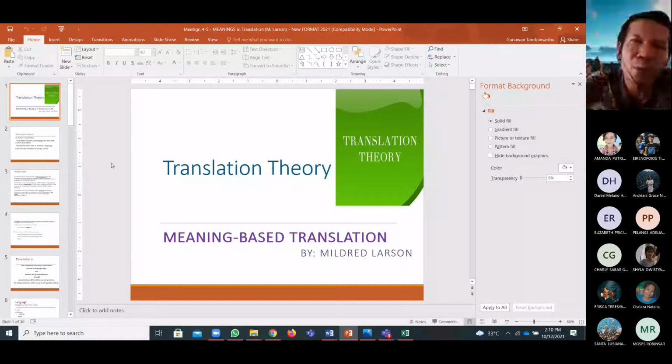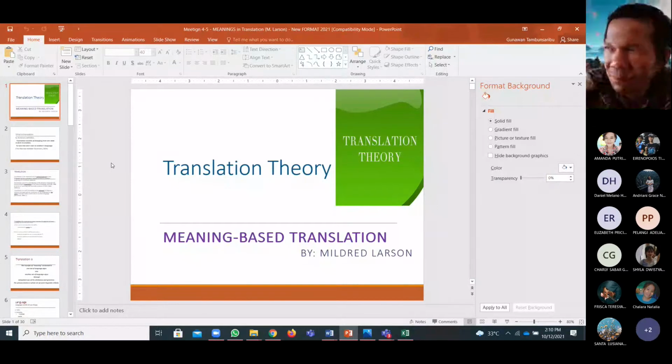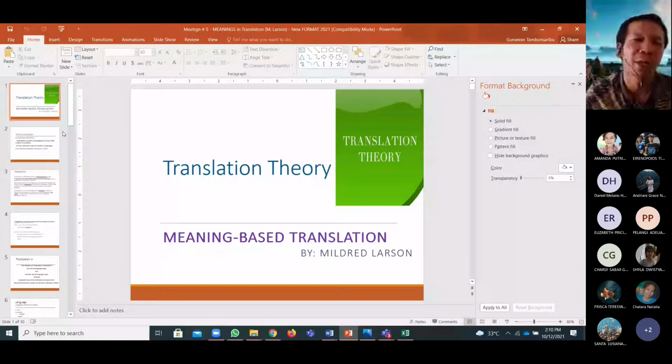Translation. So we will see about the importance of learning language in the translation field. This is actually derived or cited from Mildred Larson's book. He discussed specifically the meaning in translation.